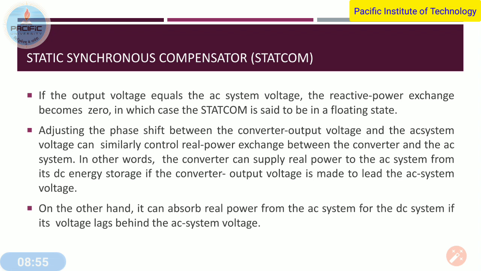Right? Now, adjusting the phase shift between the converter output voltage and the AC system voltage can control the real power exchange between the converter and the AC system. So by controlling the phase angle delta, we can control the real power exchange between the converter and the AC system. So the converter can also supply real power to the AC system from its DC energy source, if the load angle delta, basically the phase shift between the output voltage of the converter and the system or utility voltage, is changed.